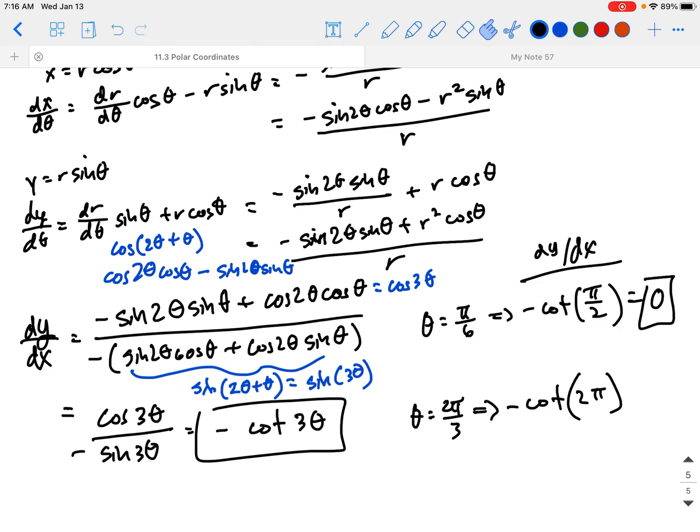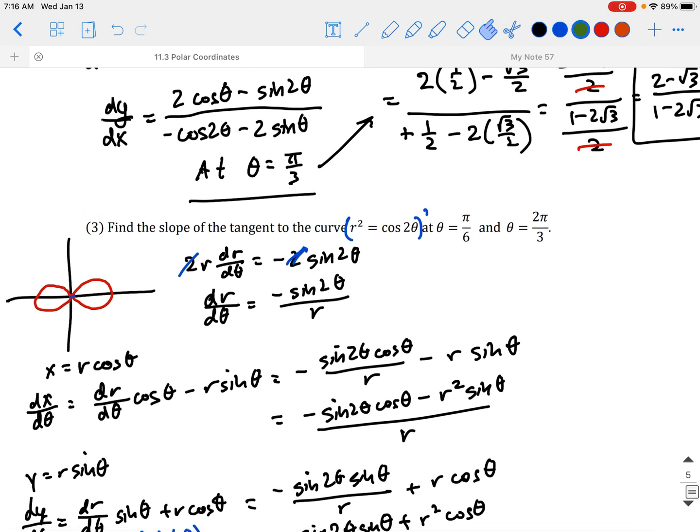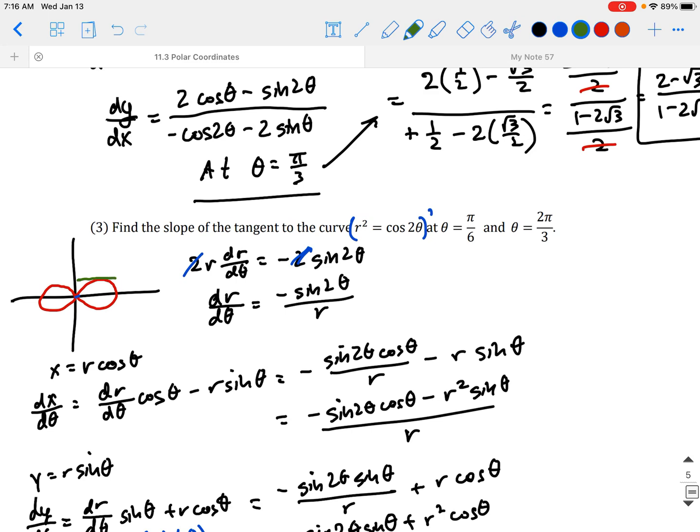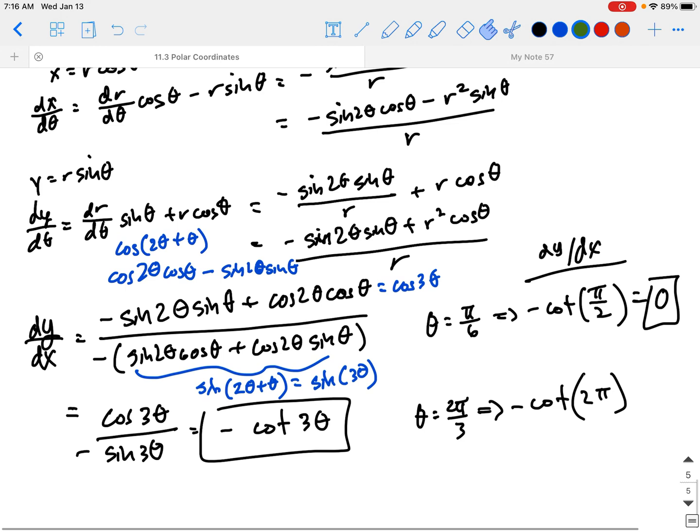So at pi over 6, on our graph here, that's actually going to be horizontal. So that's going to be exactly horizontal. And if we look at 2 pi over 3, well, that's not going to exist. It's going to be approaching infinity, or if we take the limit as we approach that value. And this is going to be because our lemniscate has a very specific domain. So we'll get 0 and does not exist.